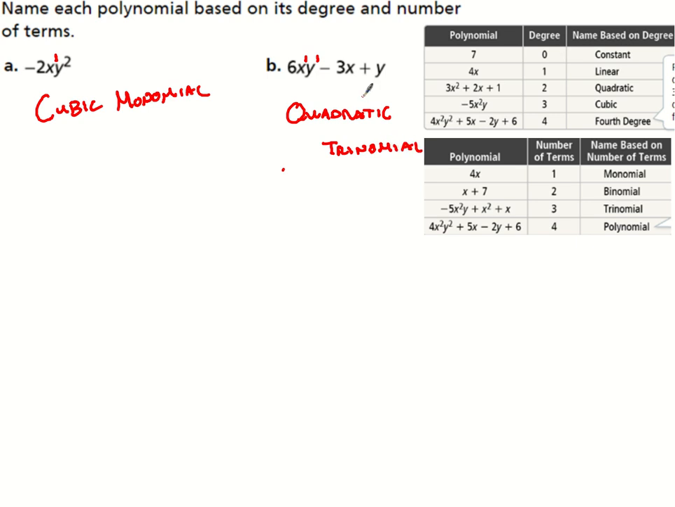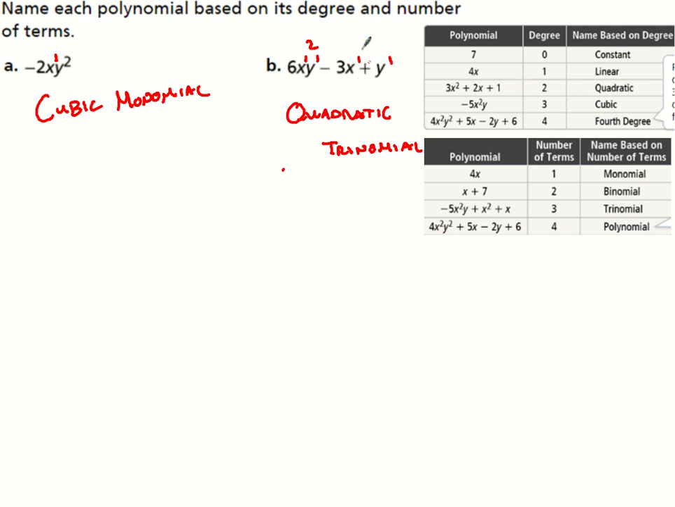So to name it, first we just have to determine what is the degree. And then after we figure out the degree, we need to figure out how many terms there are. Now the degree is based on the highest degree. So this one, the highest degree is 2 here. This one's only 1, and this one's only 1. So because the highest degree is 2, we just call it a quadratic.